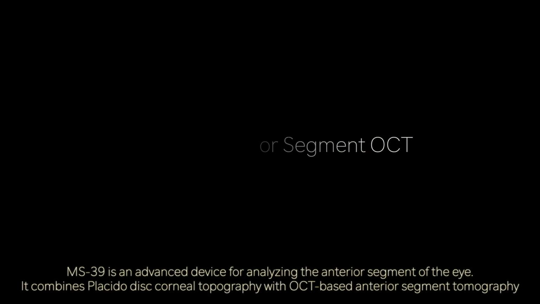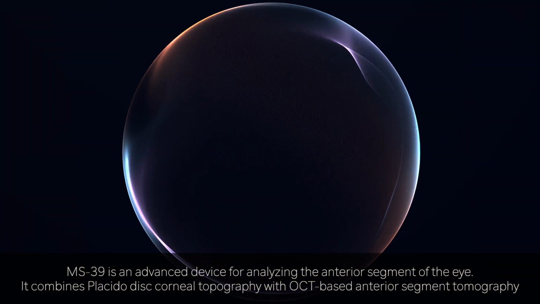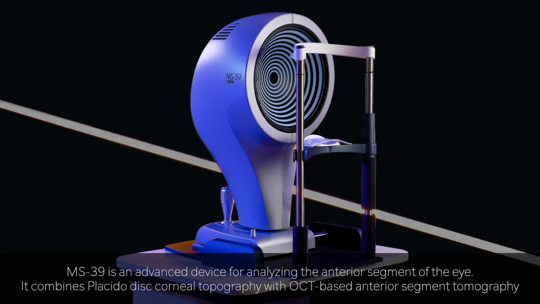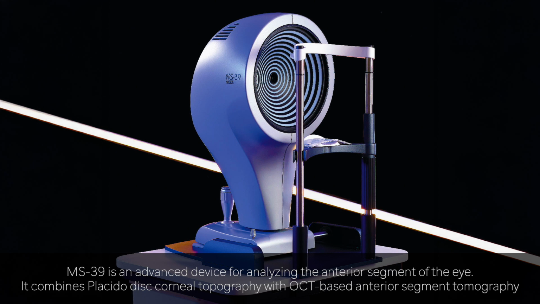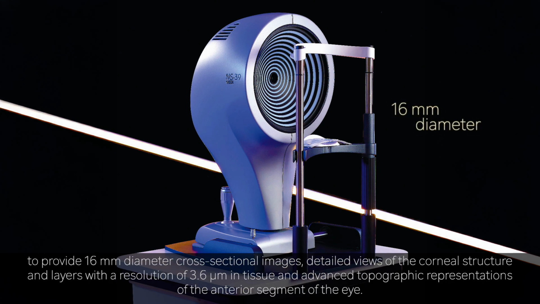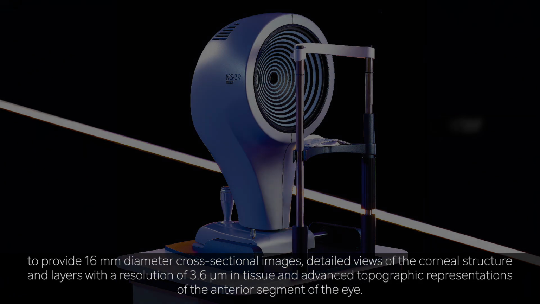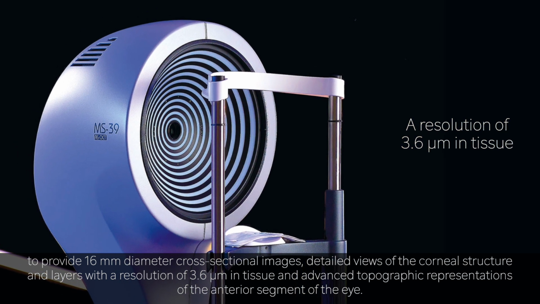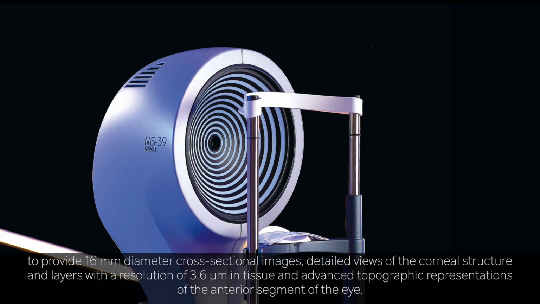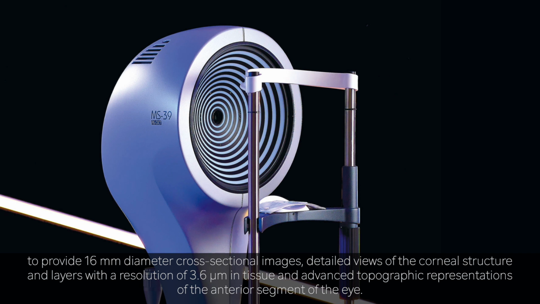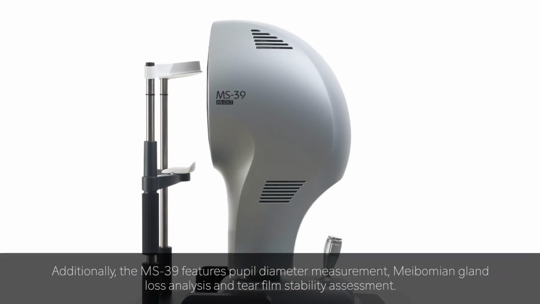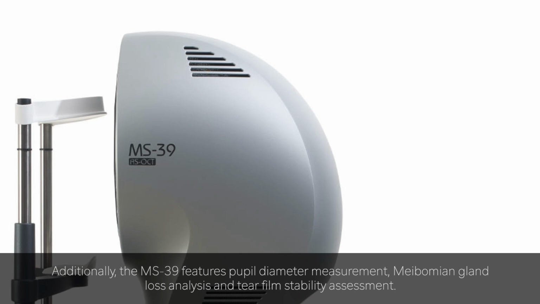MS-39 is an advanced device for analyzing the anterior segment of the eye. It combines Placido disc corneal topography with OCT-based anterior segment tomography to provide 16mm diameter cross-sectional images, detailed views of the corneal structure and layers, with a resolution of 3.6 micrometers in tissue, and advanced topographic representations of the anterior segment of the eye. Additionally, the MS-39 features pupil diameter measurement, meibomian gland loss analysis, and tear film stability assessment.